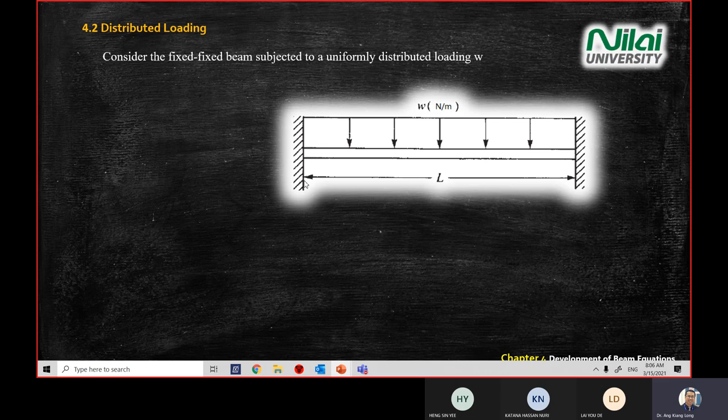So this beam is having a length of L, and you can see that the boundary condition or the constraint of this structure, both ends are built inside the wall. So we have a fixed end reaction over here for the picture that you see on your screen here.